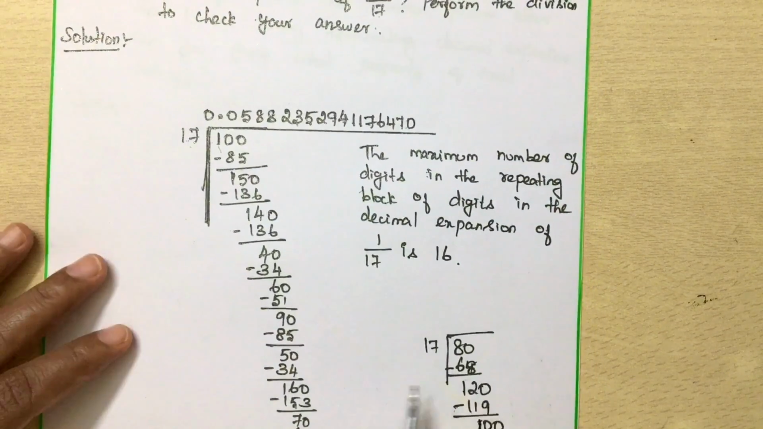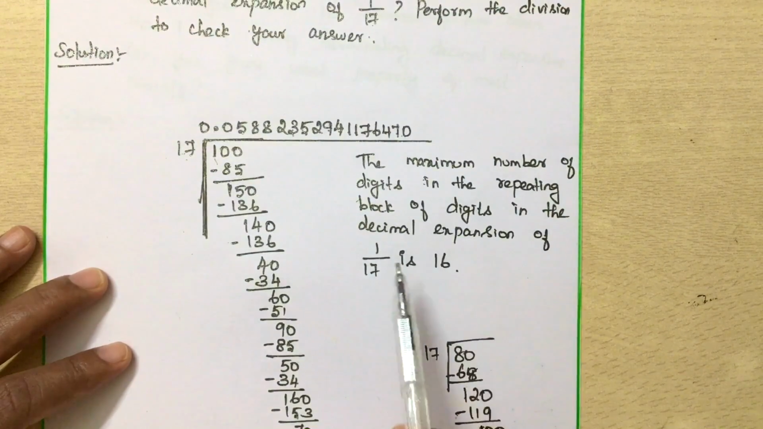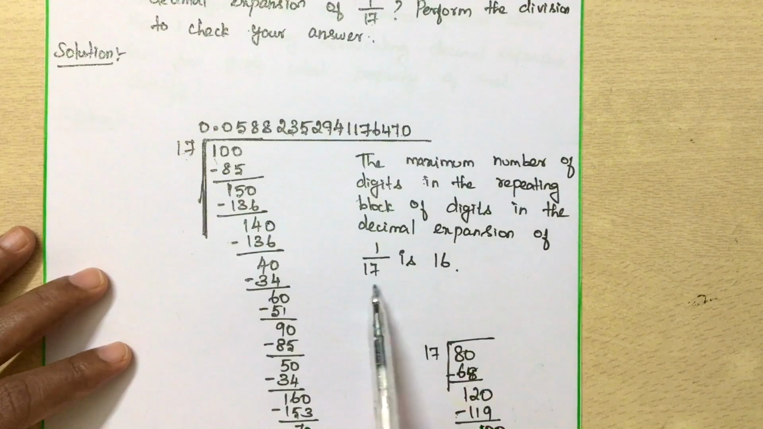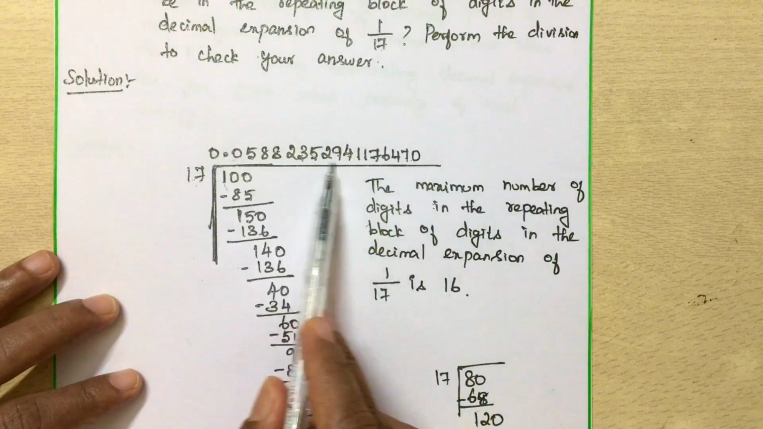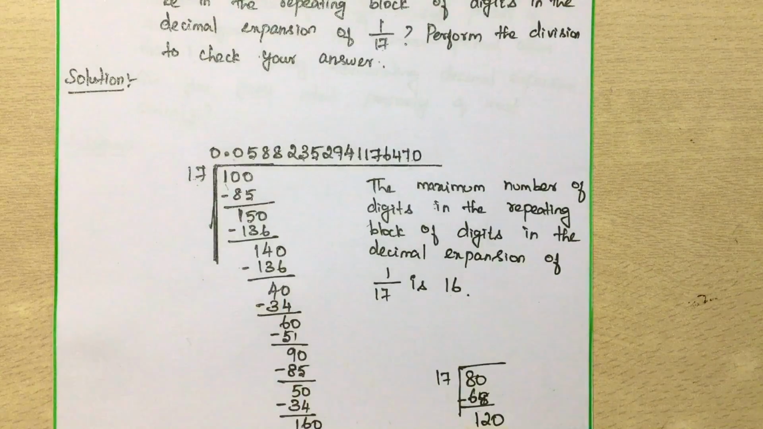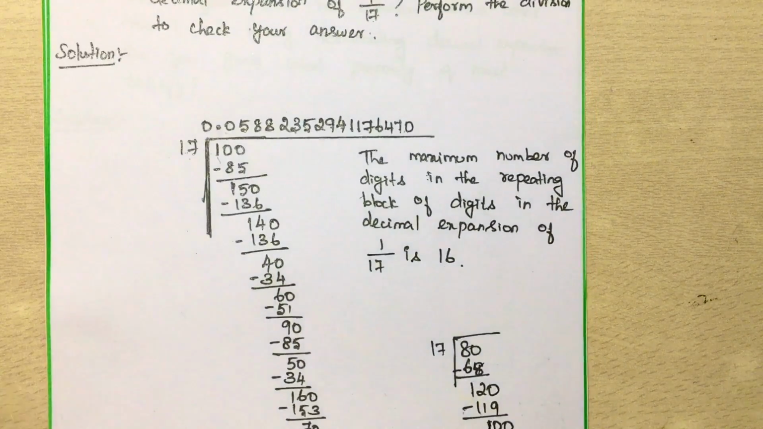So what is the answer? The maximum number of digits in the repeating block of the division 1 by 17 is 16. So a total of 16 digits. After 16 digits we have the repeating pattern.